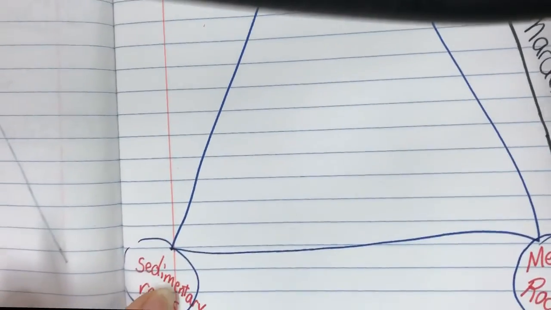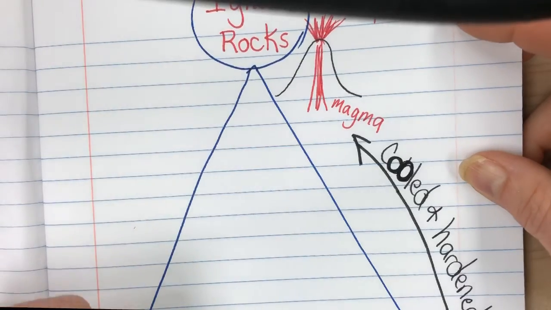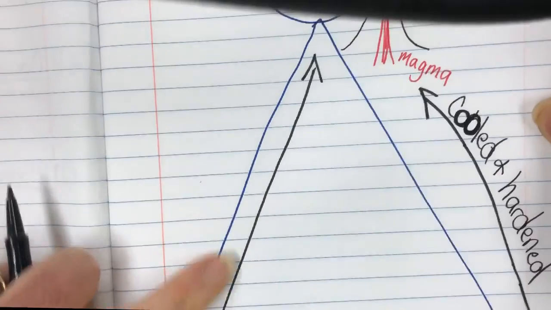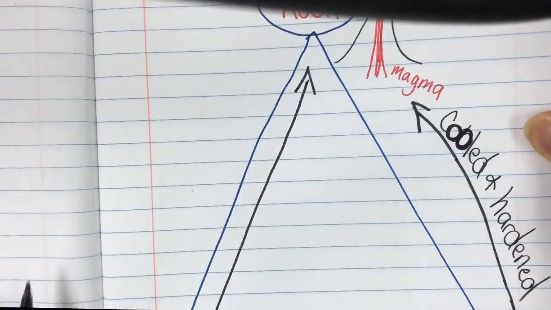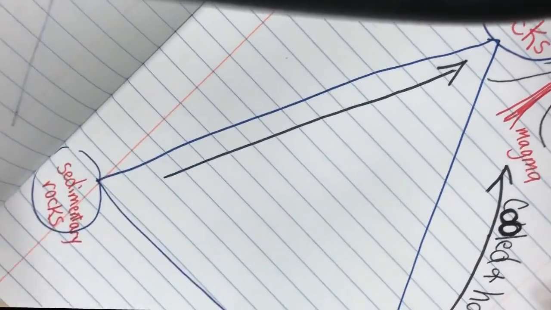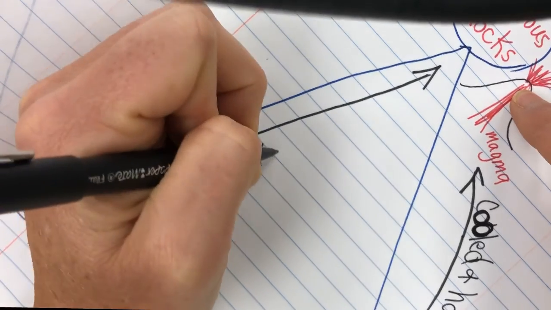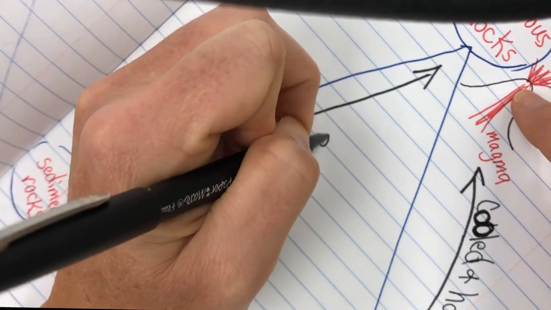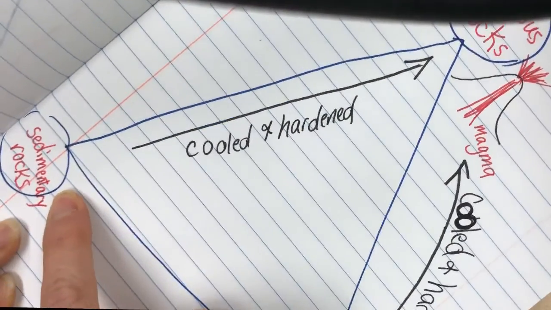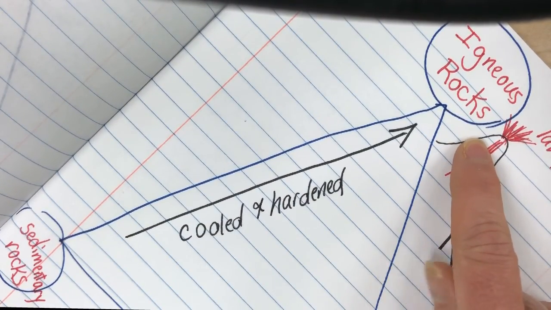Same thing with the sedimentary rock. If a sedimentary rock cooled and hardened, so I'm going to do an arrow from sedimentary pointing up to igneous. This time I'll put my arrow inside the triangle, and that'll make more sense why in a little bit. I'm going to spin this one around. Cooled and hardened. So if a sedimentary rock cooled and hardened, it would become an igneous rock as well.